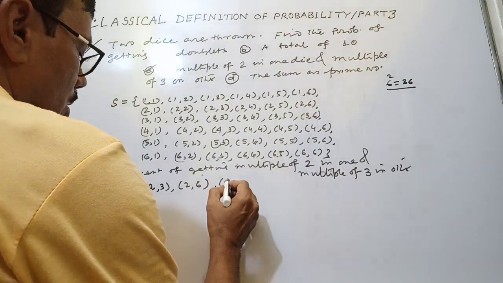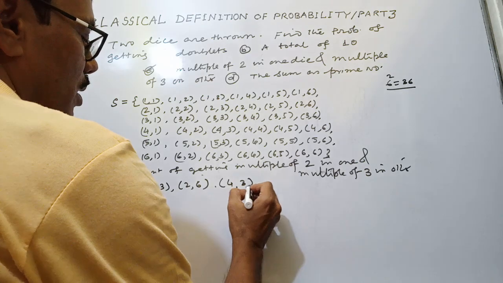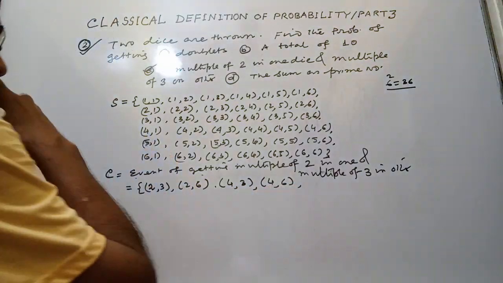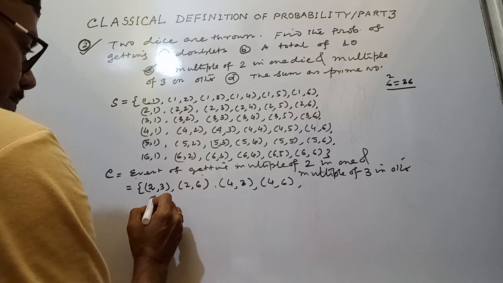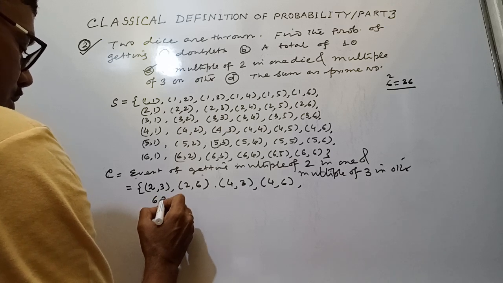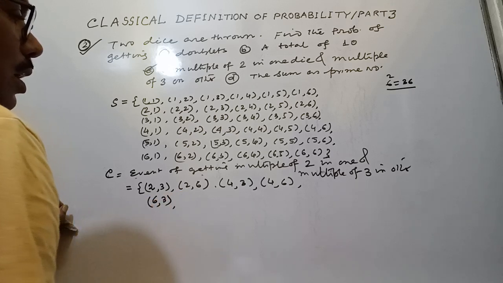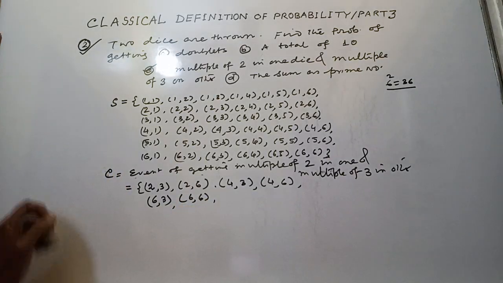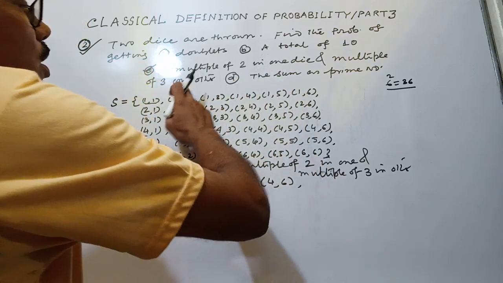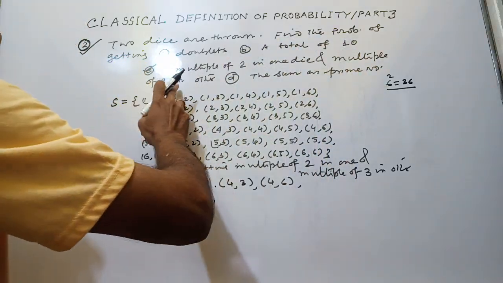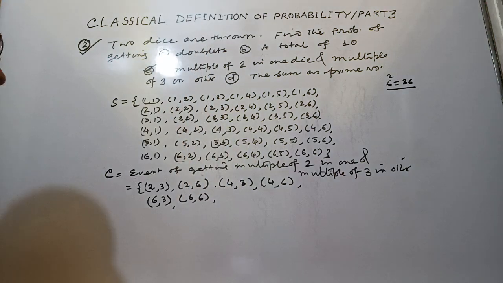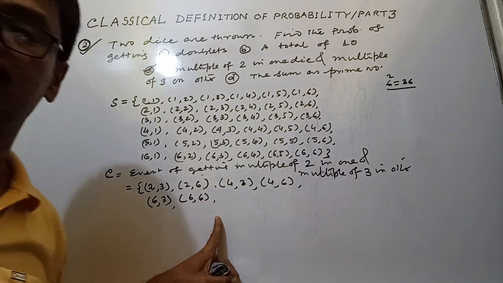Then 4-3, 4-6. Then 6-3, 6-6. Look, it is not given that the multiple of 2 is on the first die and the multiple of 3 is on the second. Then you are getting these cases.